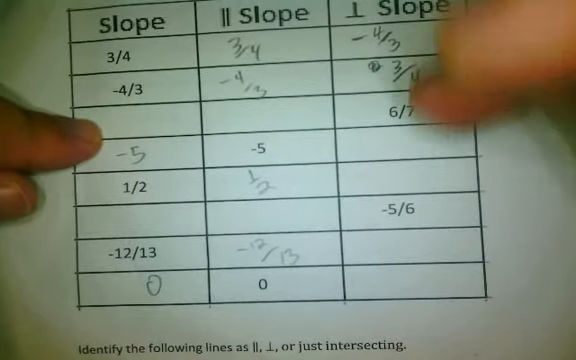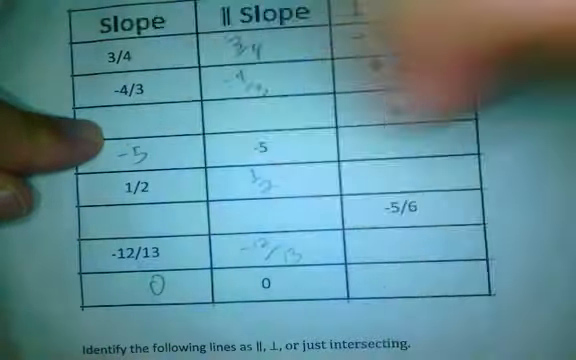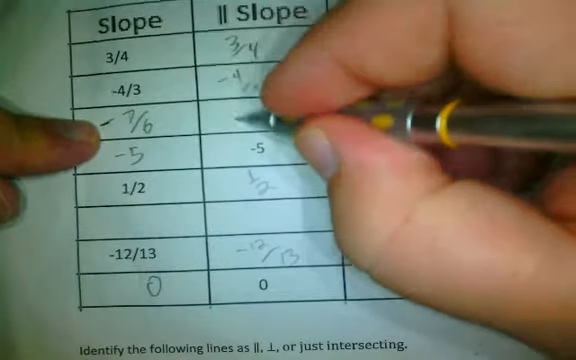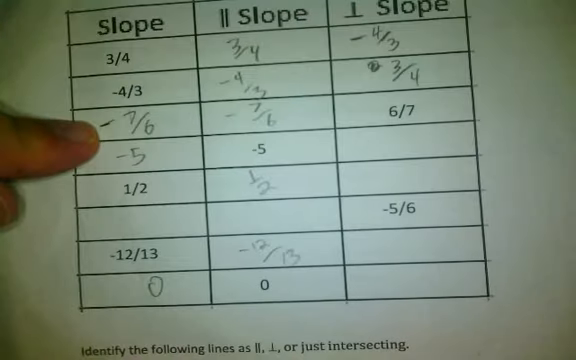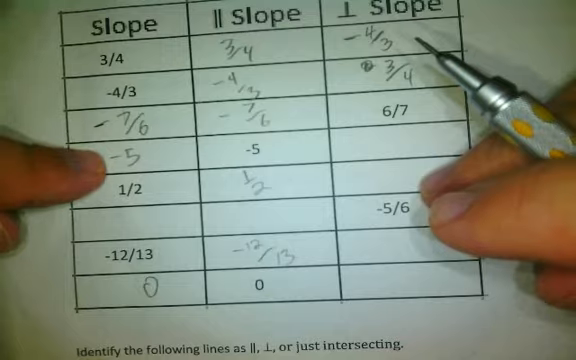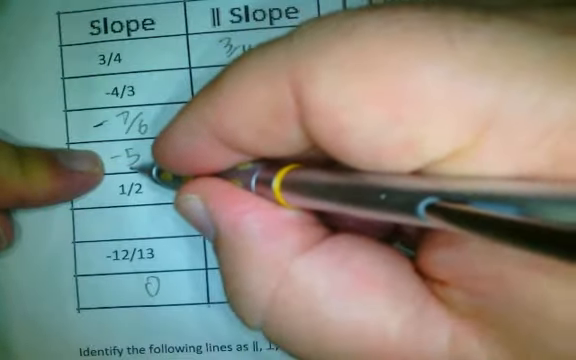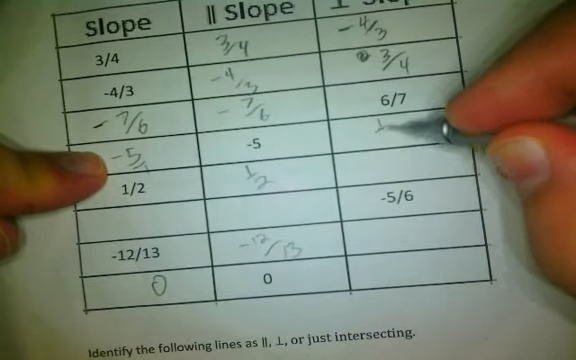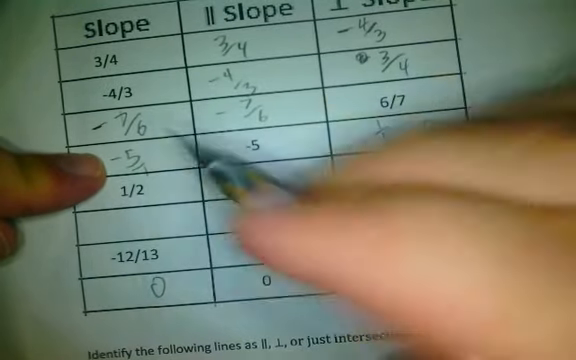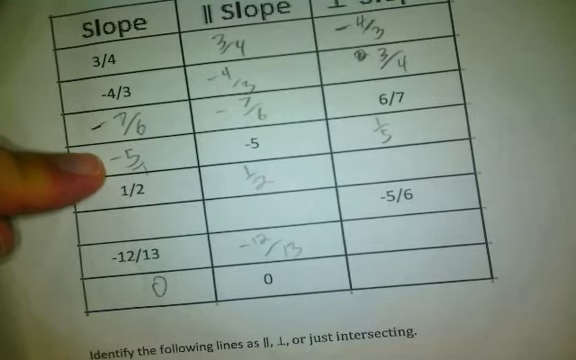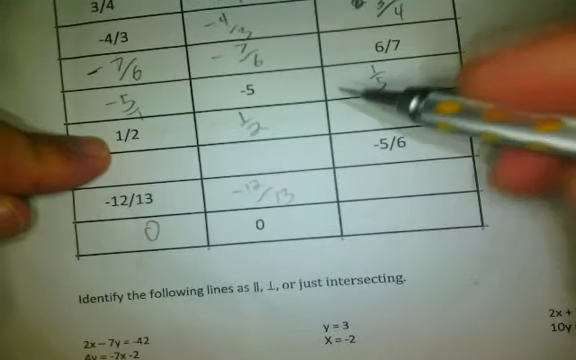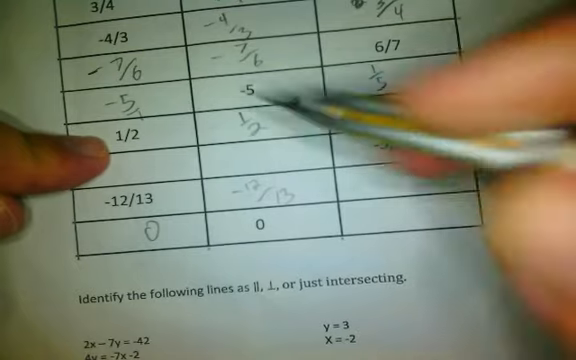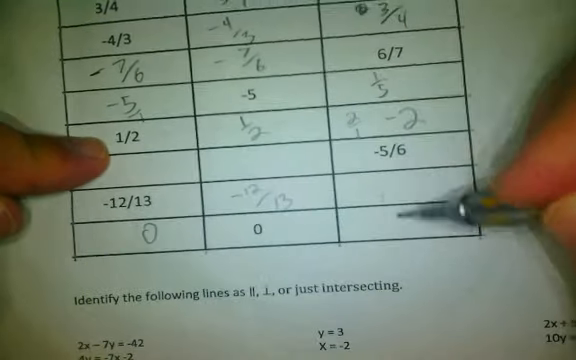This one, to go from here to here, I've got to flip it and make it the opposite. Now I can do this one, negative 7 over 6. Remember that negative 5, if you need to flip it, think of it as negative 5 over 1. So I'm going to flip it to 1/5, and I'm going to make it the opposite. Since that's negative, that's going to stay positive. 1/2 is going to be 2 over 1, or just 2. And because that's positive, this one's negative.